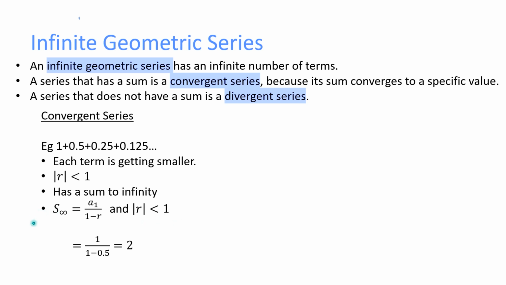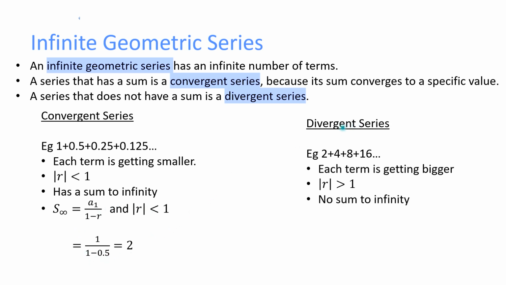If I want to find the sum to infinity of this series, I will look at the first term, which is a1, and r, which we can get by dividing the second term by the first term, and we'll get 0.5, which on simplification gives us 2.